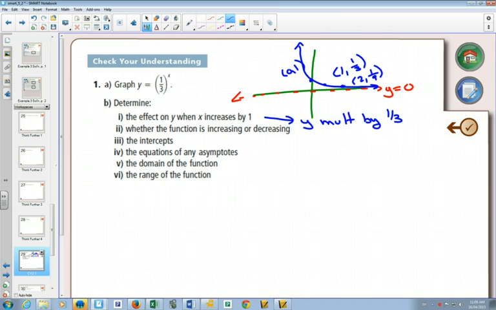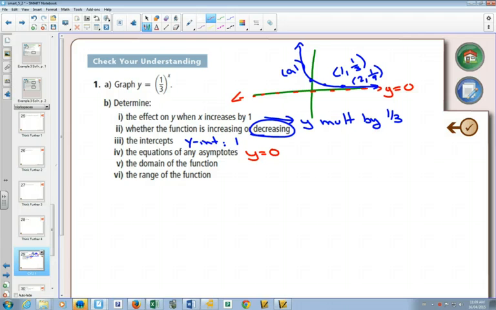Is this function increasing or decreasing? So that's going from left to right. It is decreasing. The intercepts: there is no x-intercept, but the y-intercept is at y equals 1. Does it have an asymptote? Yes, it does.